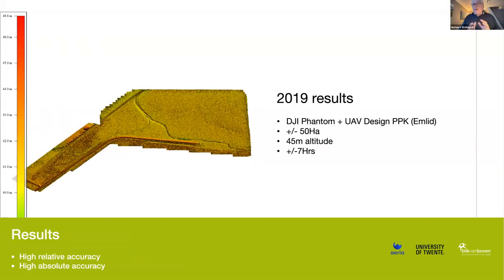To show you a little bit of what it brought to us, this is one of the results when we started in 2019. We took a Phantom with us and modified it with a UAV designed PPK unit from Marlyn. And on this area, we were able to fly for about 50 hectares. We were flying at 45 meters altitude, but we needed about 7 hours for that. And the low tide, as I mentioned, is just 4 hours.